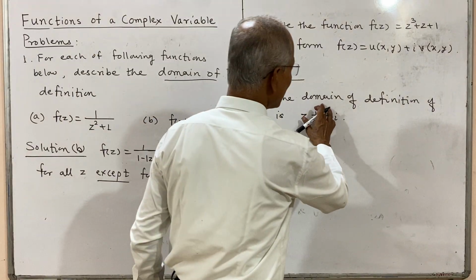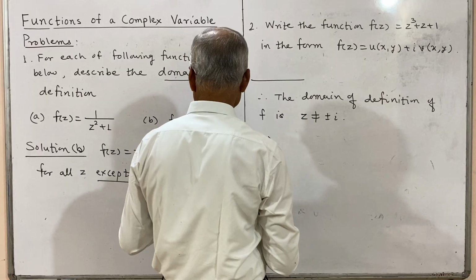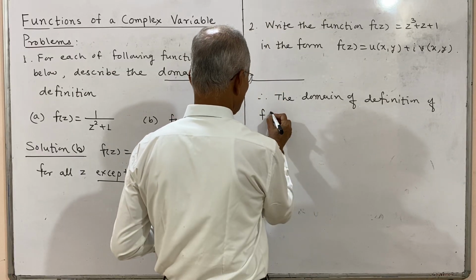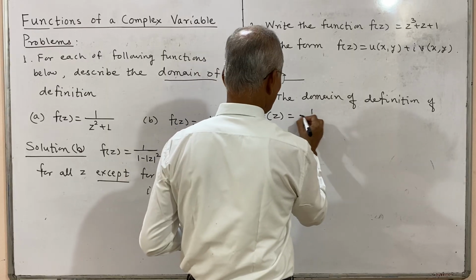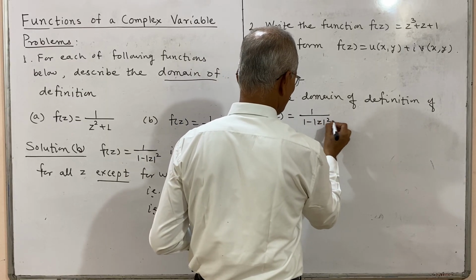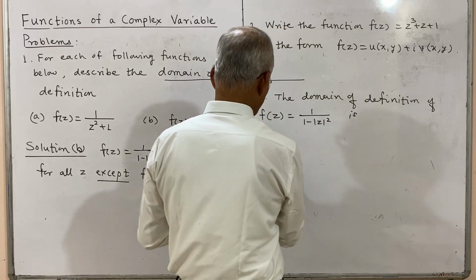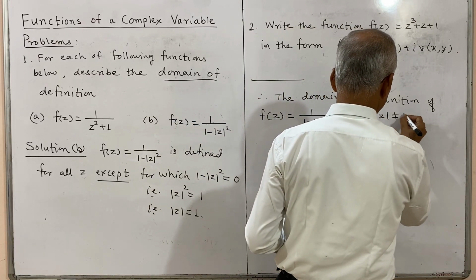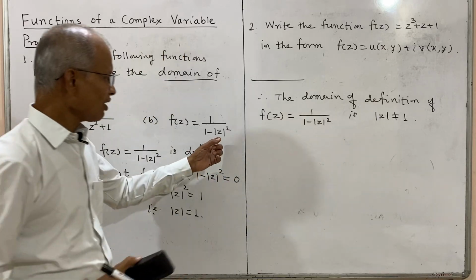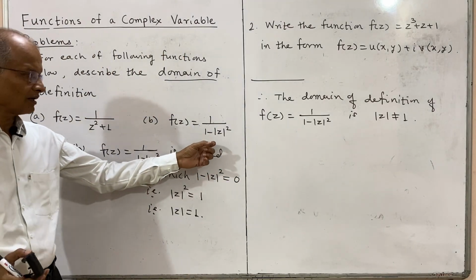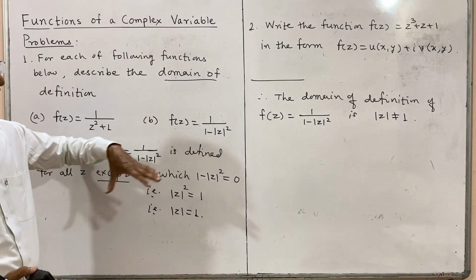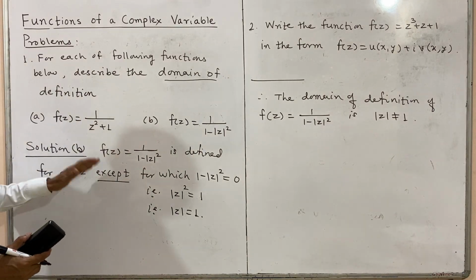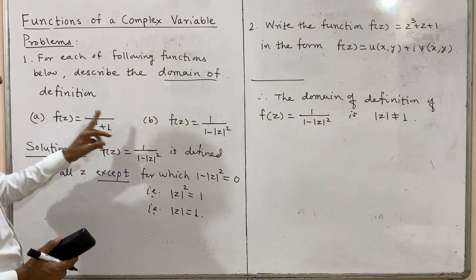So therefore the domain of definition of this second function, f(z) = 1/(1 - |z|²), is |z| not equal to 1, because for |z| = 1 the function is not defined, and it is defined for the remaining values of z. So these are the domains of definition of functions A and B.